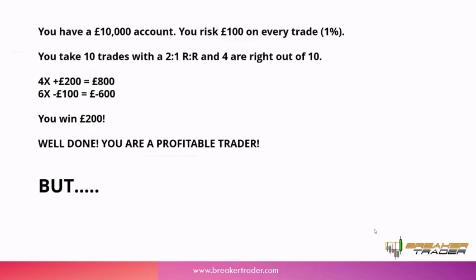That's how we taught to trade. Let's say, hypothetically, you take 10 trades with a 2-to-1 risk-reward ratio. You're right 4 times out of those 10. Okay, so you've got a 40% strike rate on those 10 trades. Each of those trades that won, you made £200 on. So you made £800 profit.